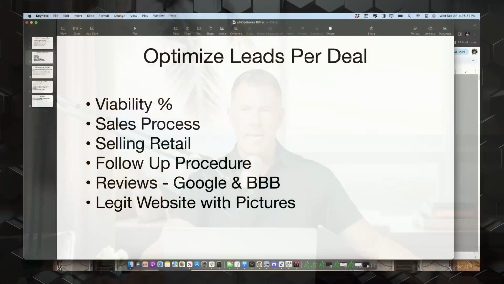So the next part is selling retail. What does that mean? Well, instead of selling your property to a cash buyer, we sell our properties to retail conventional buyers, someone using a conventional loan, FHA loan, VA loan, or whatever. And if you do that, you can offer more to the seller, thus signing more contracts, thus reducing your leads per deal. If you can offer more to a seller, you can sign more contracts, you can get more deals, right? So that is one of them.